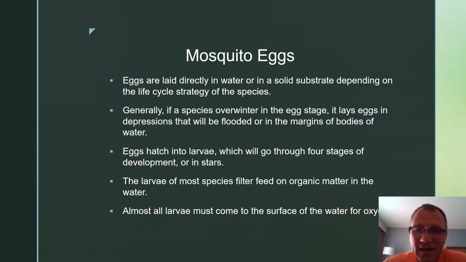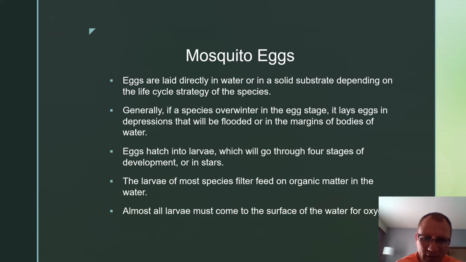Looking further into mosquito eggs, eggs are laid directly in the water or on a solid substrate depending on the life cycle strategy of the species. Generally, if a species overwinters in the egg stage, it lays eggs in depressions that will be flooded or in the margins of a body of water. So remember that if the egg stage is going to be overwintering, they're going to be in the margins of flooded bodies of water.